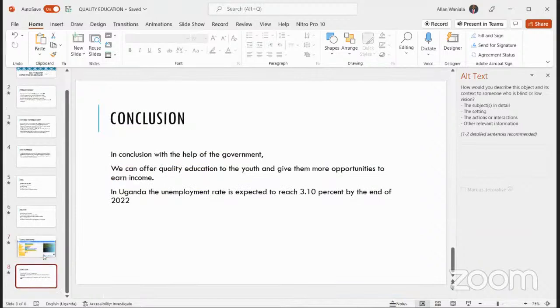And in conclusion, with the help of the government, we can offer quality education to the youth and give them more opportunities to earn income.